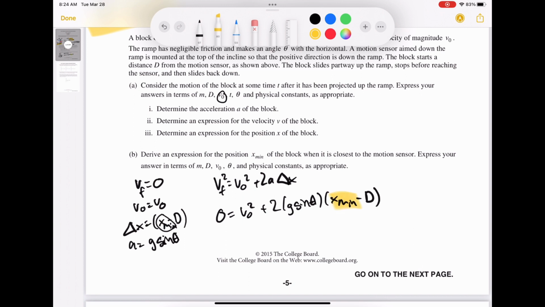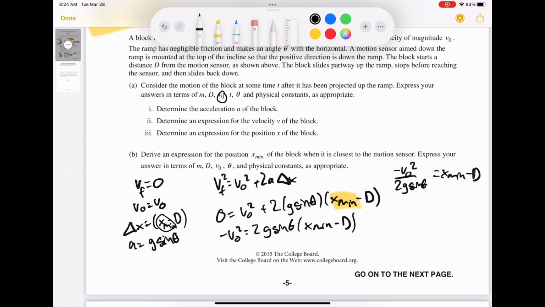So that's what we're solving for here. We're going to need to shift things around and solve for that variable x min, not just delta x. We actually do need to solve for all of x min. So we have negative v naught squared, so I move that to the other side, 2g sine theta, x min minus d. And then we're going to divide by 2g sine theta. So we'll have negative v naught squared divided by 2g sine theta equals x min minus d. And then I'll add d to the other side as my final step.